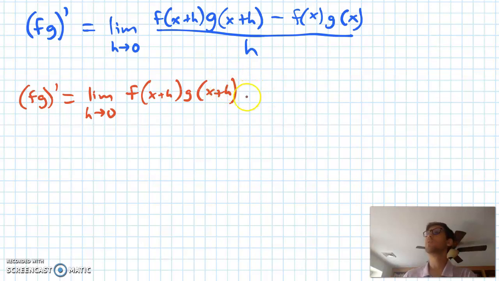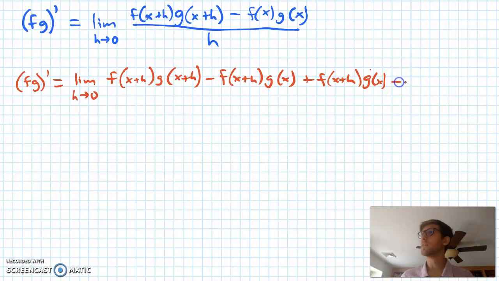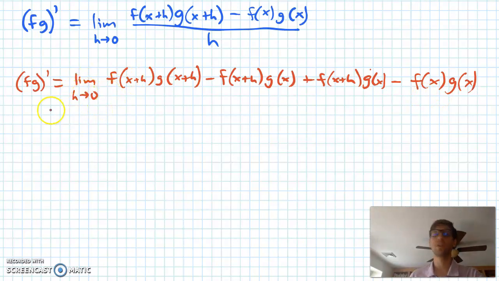But I'm going to subtract f of x plus h times g of x, and then I'm going to add the same thing, because that's not changing the value here. Some of you who love proofs are going to love this, because it's one of those things where you really have to manipulate this in a particular way to get to where we want to go.